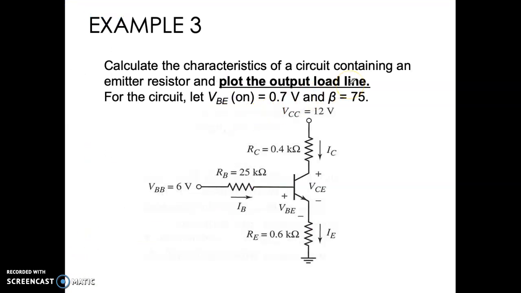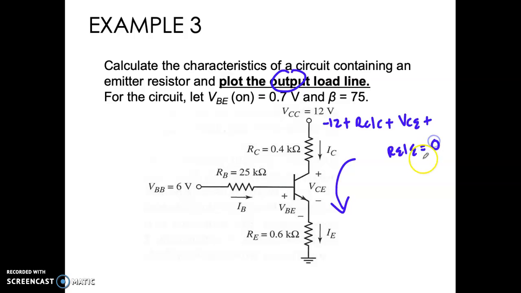Okay, so this is the second example of BJT DC analysis where you need to plot what we call here output load lines. So when saying output load lines, directly start from your CE loop. So your CE loop here is minus 12 plus RCIC plus VCE plus REIE equal to 0. Okay. So from here where you need to plot the output load line.